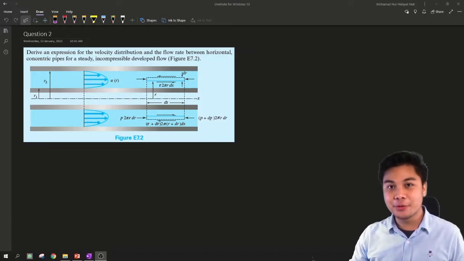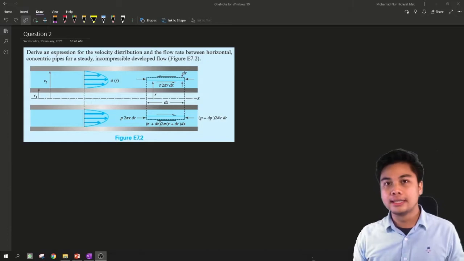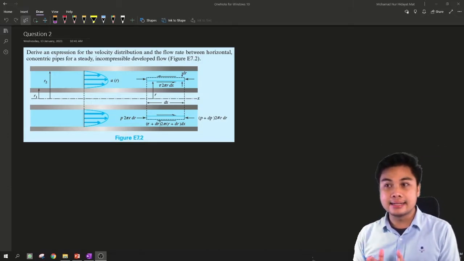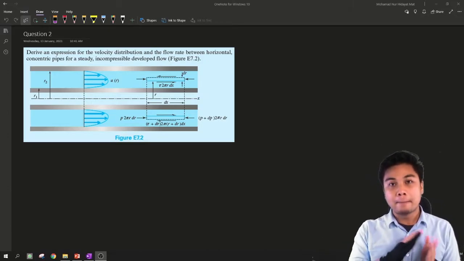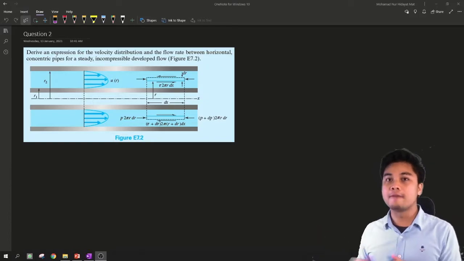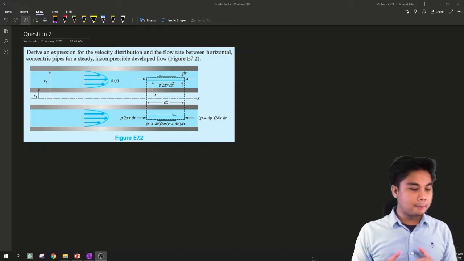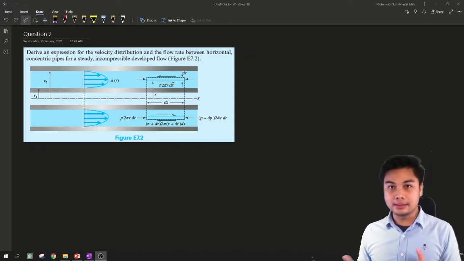Hi, welcome back. Today we have a question: derive an expression for the velocity distribution and the flow rate between horizontal concentric pipes for a steady, incompressible, developed flow. For this case, it is a developed flow, so the flow has passed through the entrance length, and the velocity profile will never change throughout the flow. So it is valid to apply the particle or elemental approach.